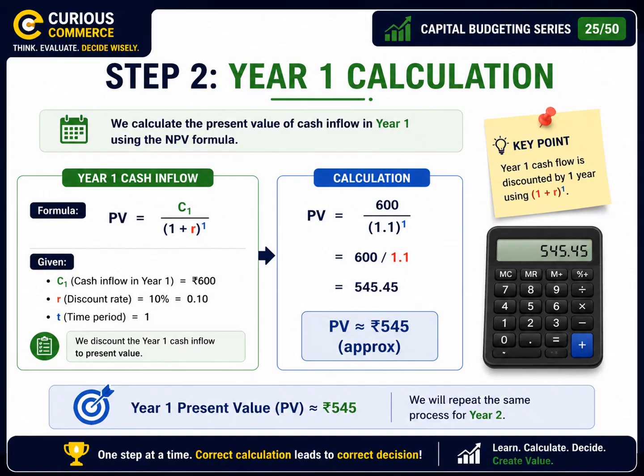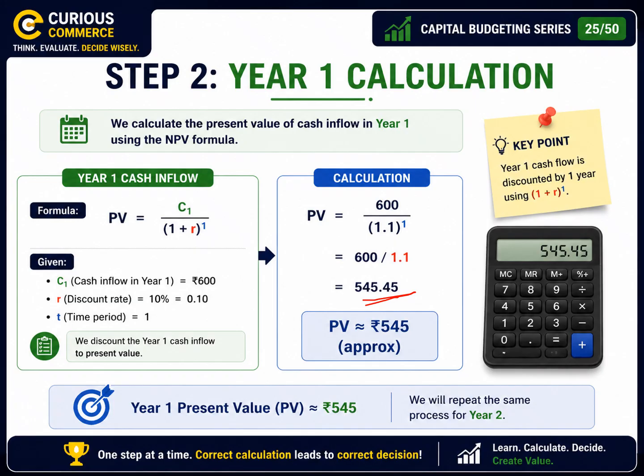Now let us calculate the year first present value. The formula is present value equals cash flow divided by (1 plus r) to the power of t. Now why we are using 1.1 is because the 10% discount rate means 1 plus 0.10 equals 1.1. Now 600 divided by 1.1 gives approximately 545. Meaning 600 rupees received after 1 year is worth only 545 rupees today. This is a very important finance concept.